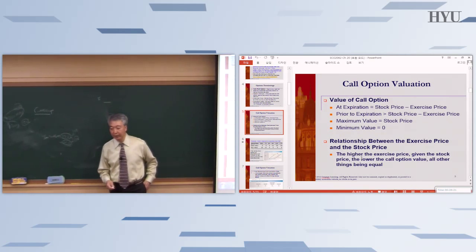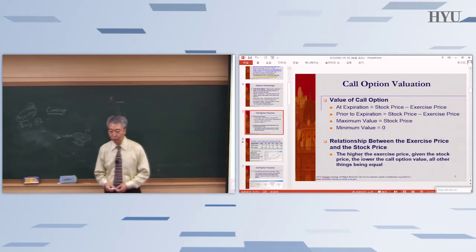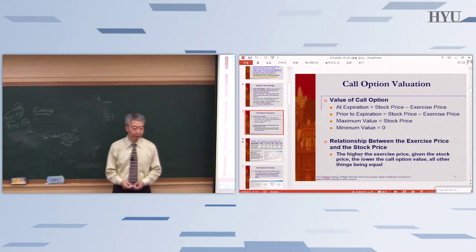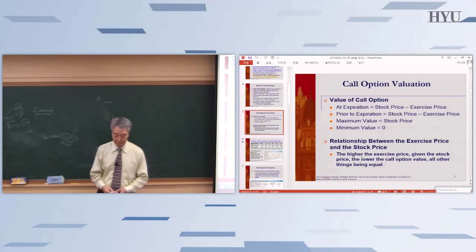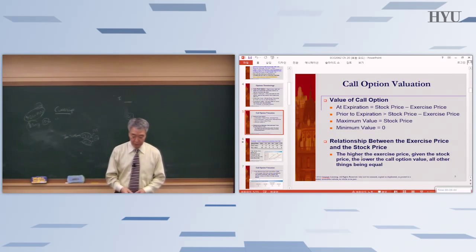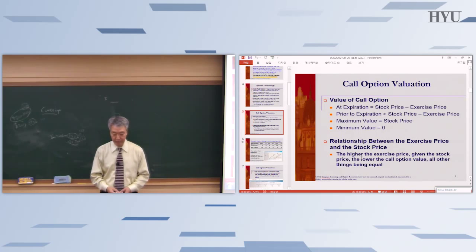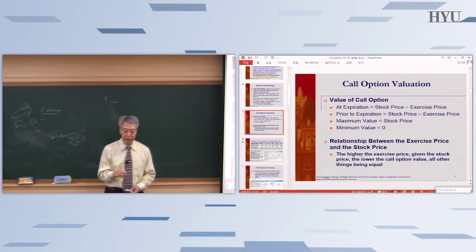So that's the idea. Usually, prior to expiration, the option price tends to be a little bit higher than the difference between the current stock price and the strike price, okay? Because there is a chance for the stock price going up, right? Maximum value is the stock price, of course, right? Because you're not going to pay more than the stock price, because by having an option, you have a right to purchase this particular stock, right?